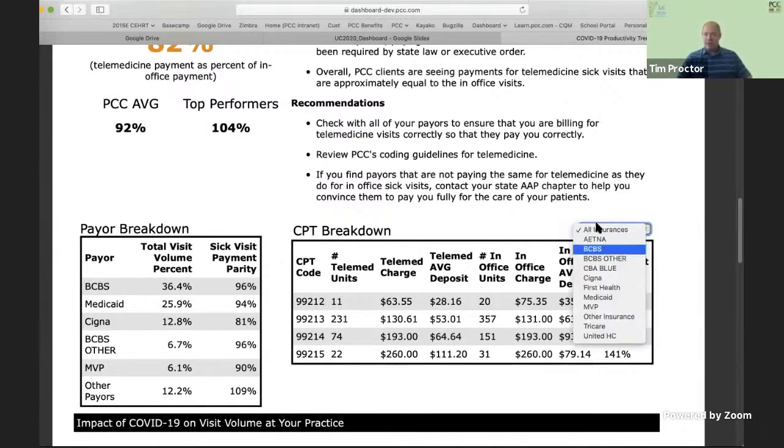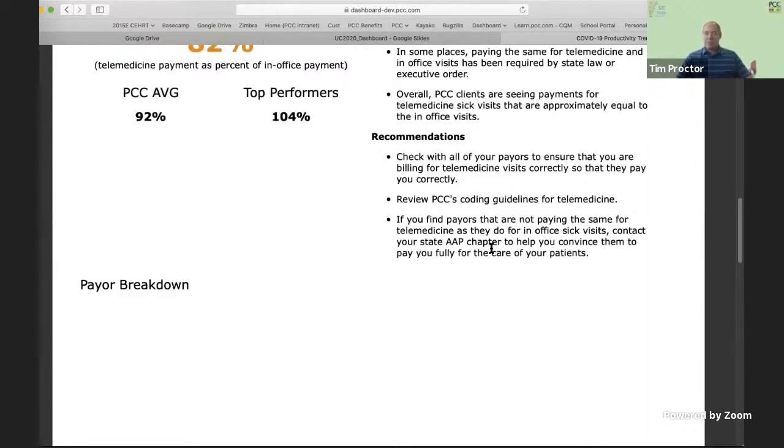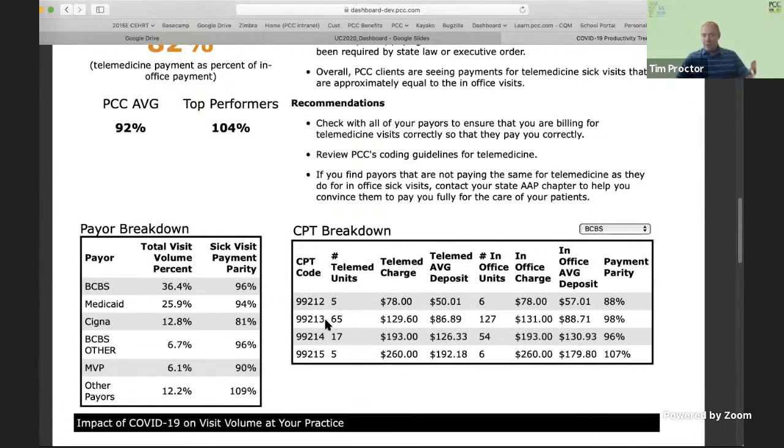We're going to give you the ability to break this down by insurance, and by code, by sick visit code. So if I'm in here and I want to see, okay, Blue Cross is one of my big ones here, how much is Blue Cross paying me for a 99213 via telemedicine versus in office? And that's really what we're going to show here. So you can see they're paying about 98% for telemedicine compared to in office, for 99213. But for 99212, you haven't billed many of them, but they're paying considerably lower. So you can do this for any insurance.